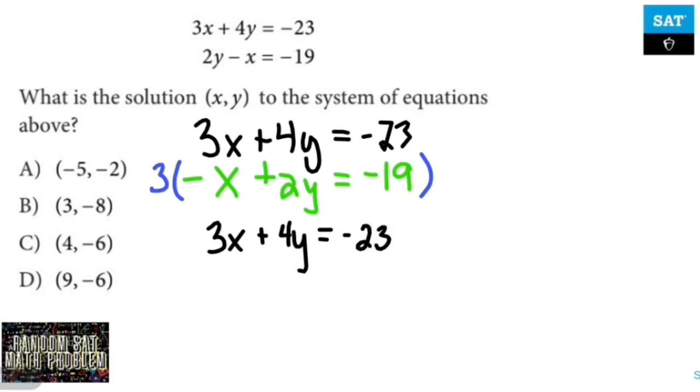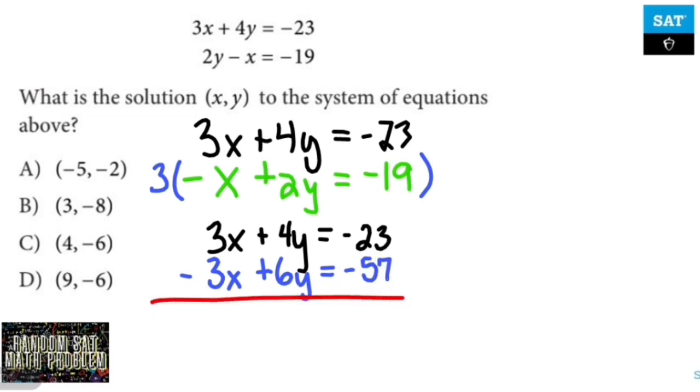The bottom row, multiplying everything by 3, becomes negative 3x, positive 6y equals negative 57. All right. Add the two rows. The x's cancel out. That becomes 10y, and that becomes negative 80.